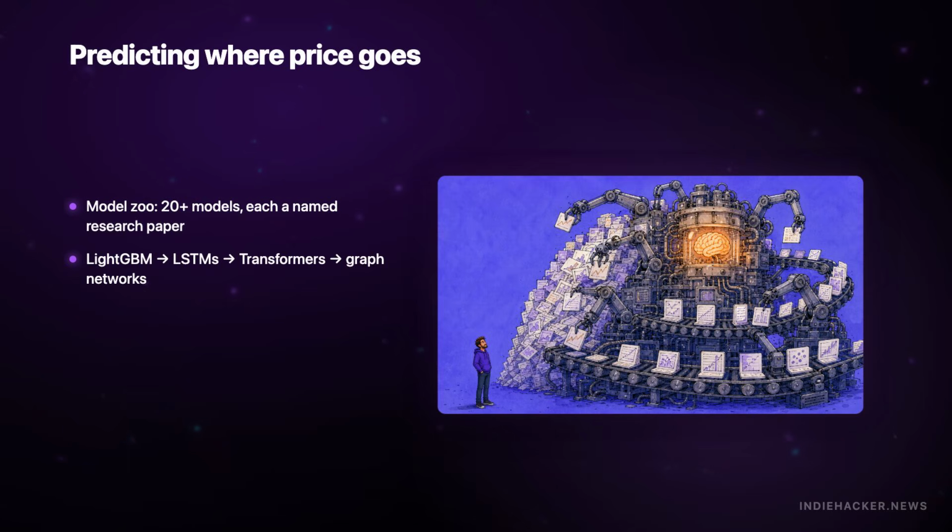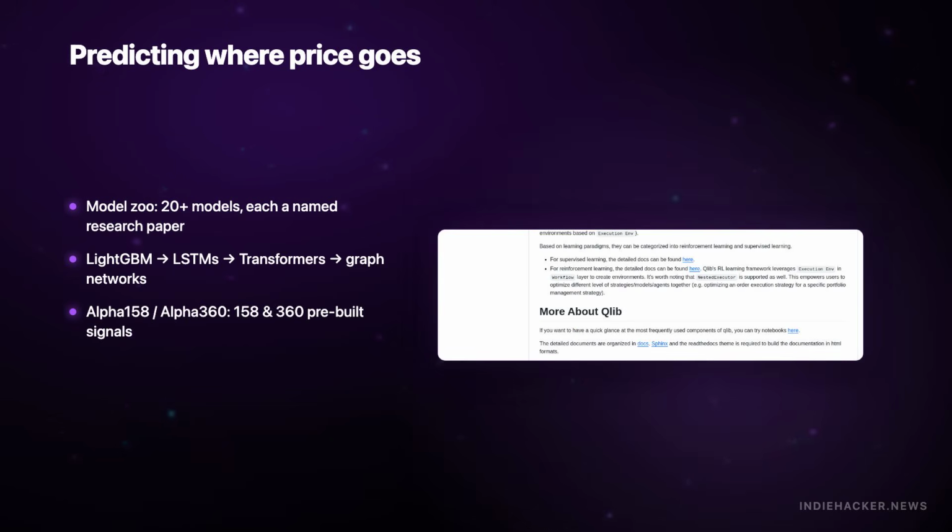To feed them, Qlib hands you two ready-made feature sets. It calls them Alpha158 and Alpha360, which are basically 158 or 360 pre-built signals computed from raw price and volume, so you skip months of feature plumbing.